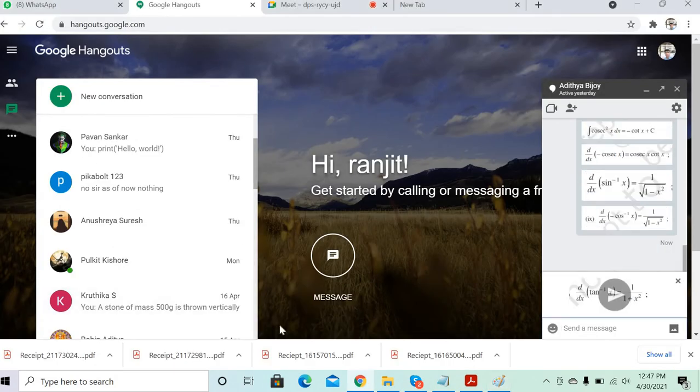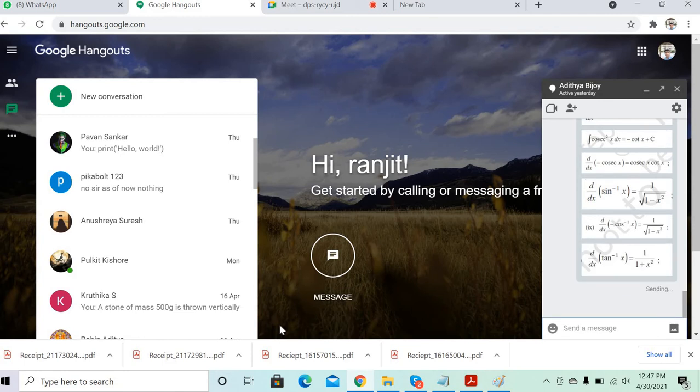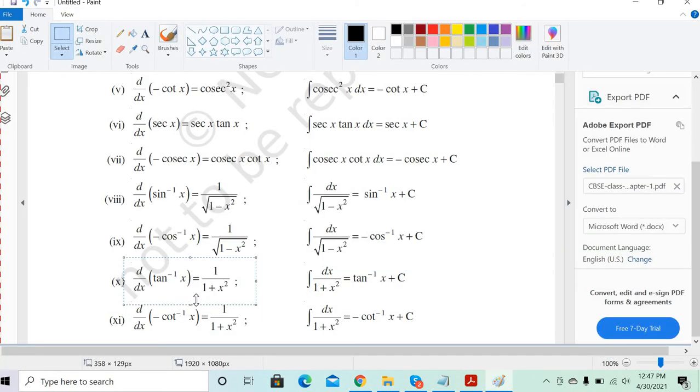Now let's go to the integration of tan inverse x. All these are from the 11th part, d by dx of tan inverse x. Remember we are done with it in the 11th part. So differentiation of tan inverse x is 1 by 1 plus x square. So integration will be tan inverse x plus c. Got it? Excellent, Vijay.